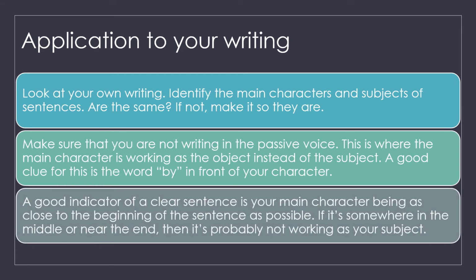A good indicator of a clear sentence is your main character being as close to the beginning of the sentence as possible. If it's somewhere in the middle or near the end, then it's probably not working as your subject, and most likely it's working as an object, and therefore you're writing in the passive voice, which is what you really want to avoid at all costs.